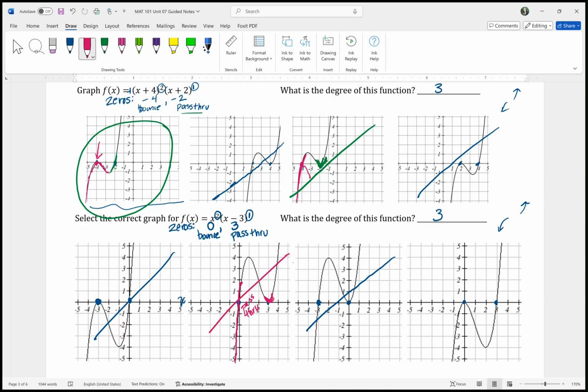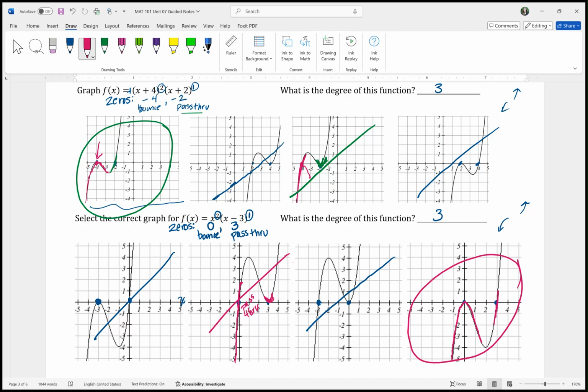Let's look at our last one here just to verify. From our left side of the graph, following it up, we're hitting 0 and we are indeed turning the other direction, and then the other one passes through. So this is exactly what we need here with our bounce.